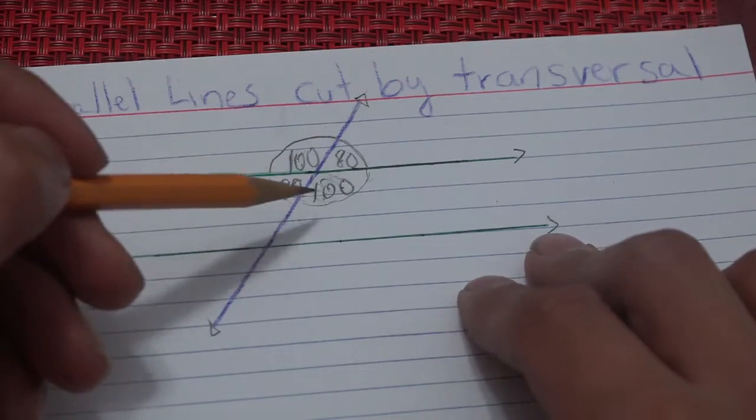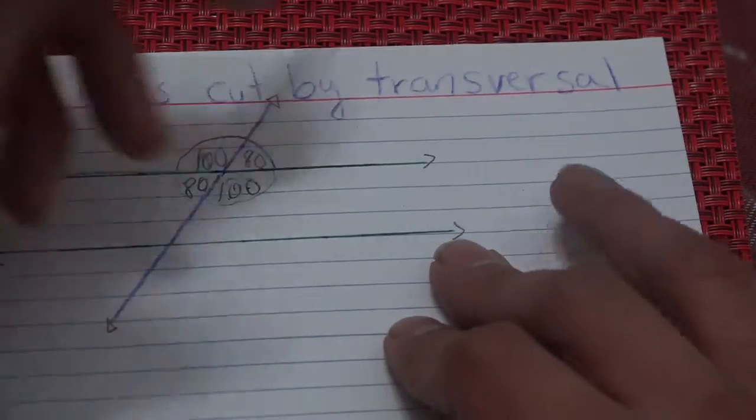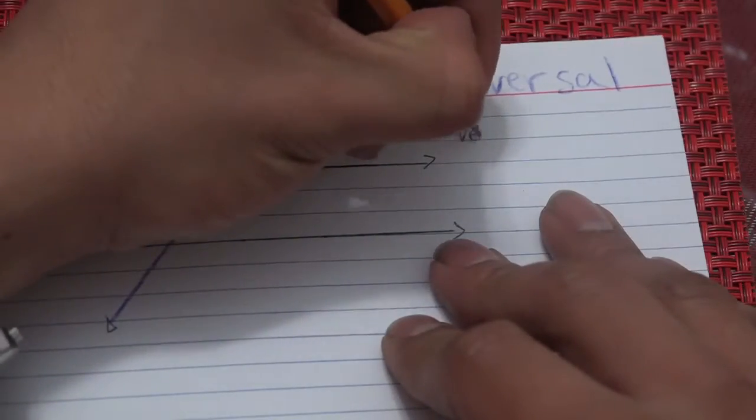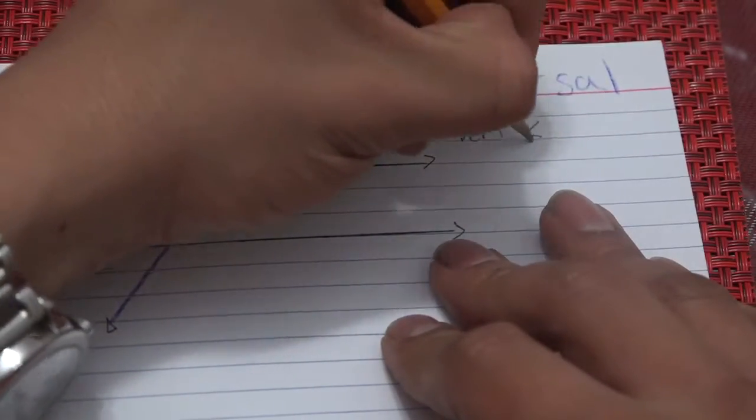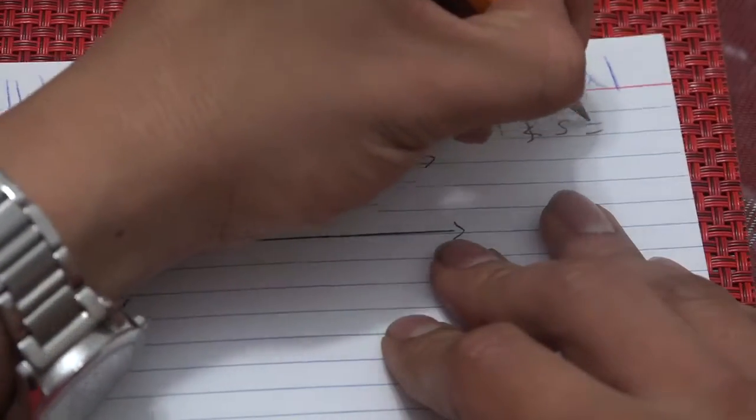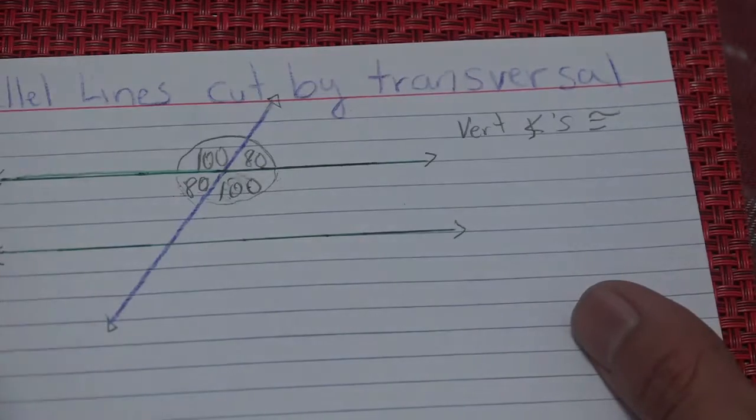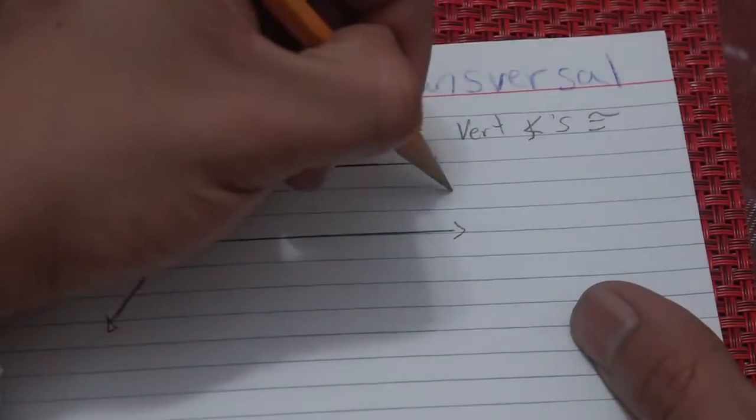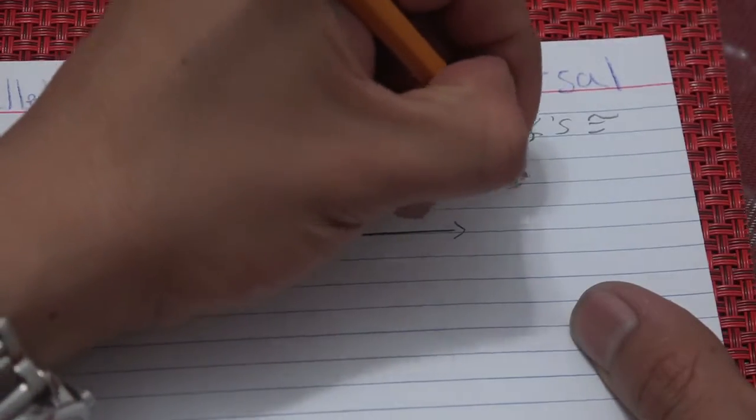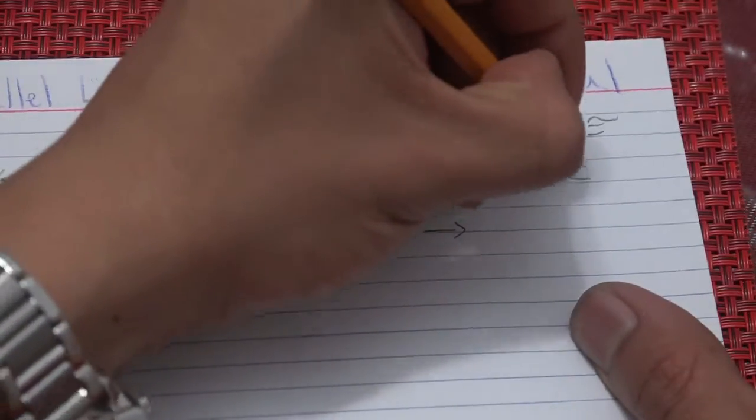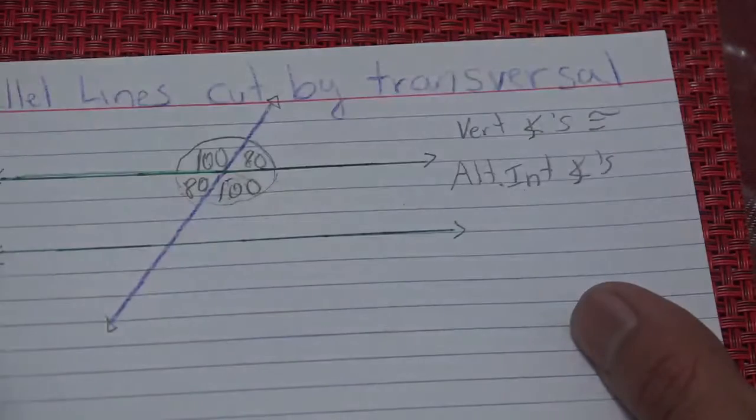So what is our conclusion? That vertical angles are congruent. Okay, cool then. Now let's talk about alternate interior angles.